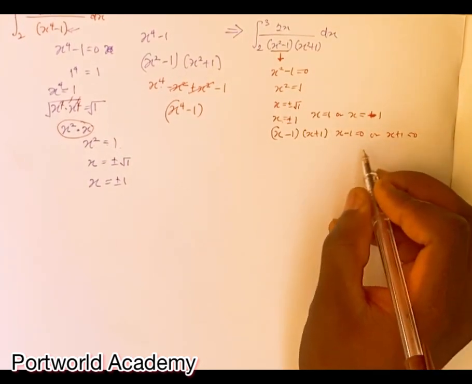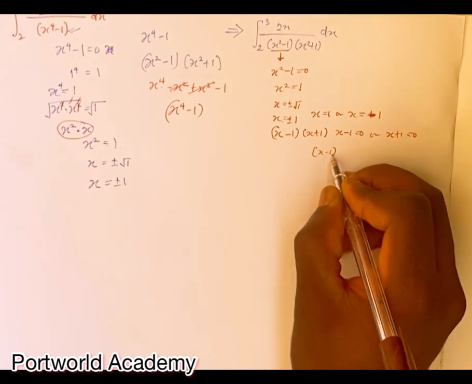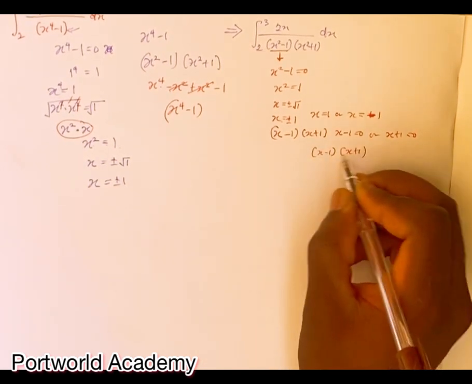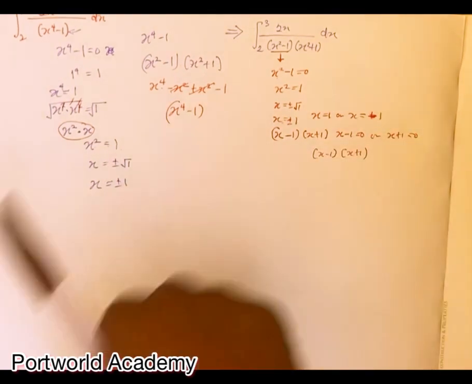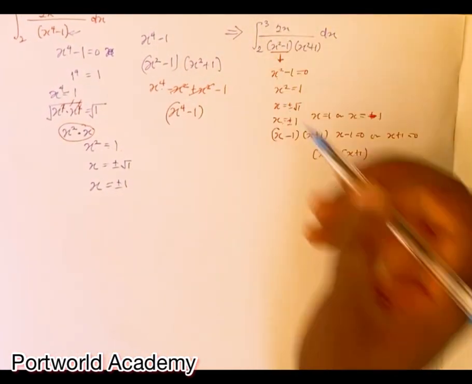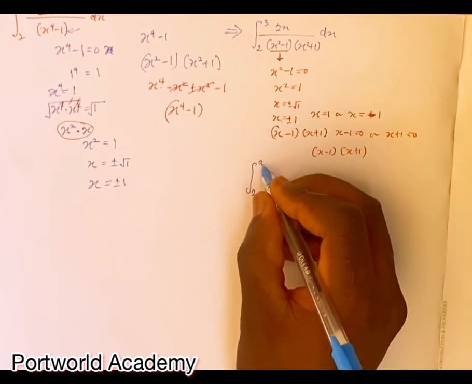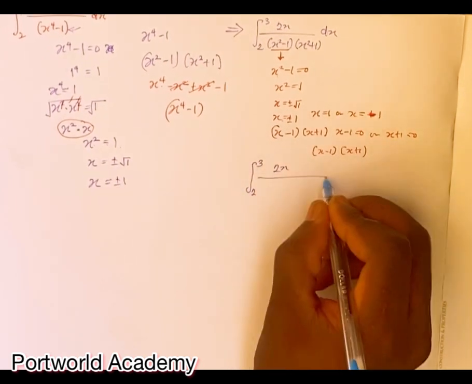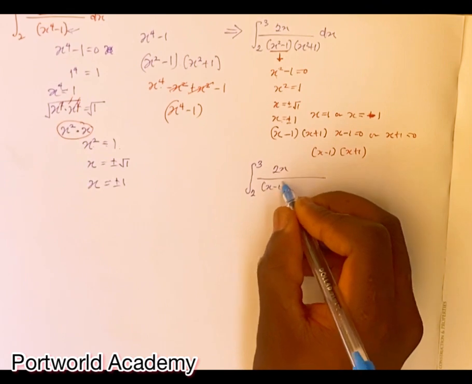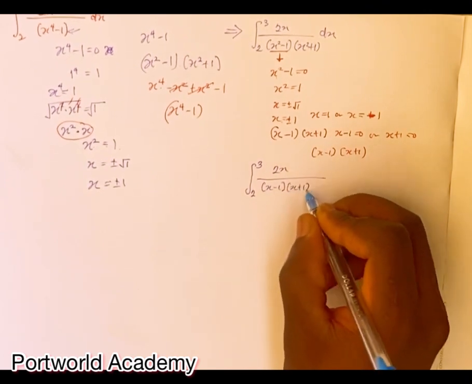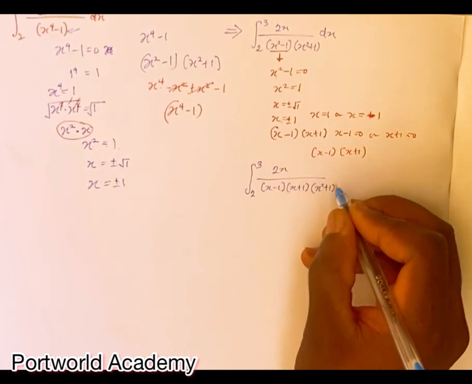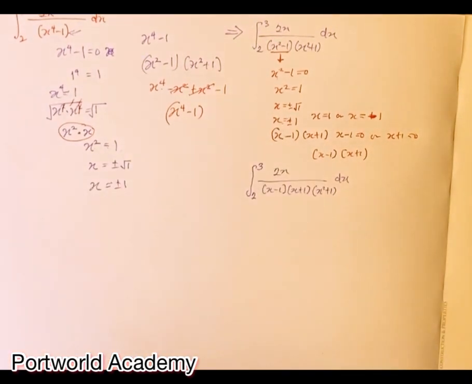So that I can just have the factor to be (x minus 1)(x plus 1). By the time I expand this, I'm going to have my x squared minus 1 back. So I can just rewrite everything here as the integral from 2 to 3 of 2x divided by (x minus 1)(x plus 1)(x squared plus 1) dx. That's just it. So now let's go ahead and integrate.